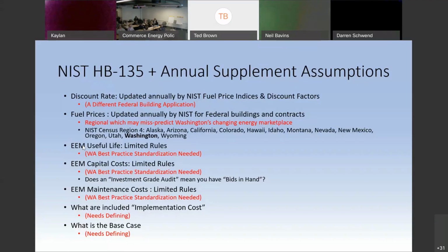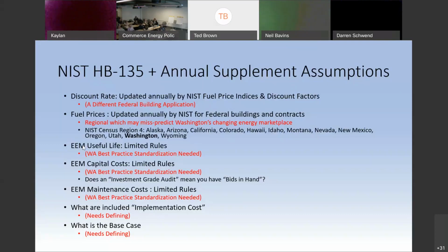When applicant one is applying for cost criteria and applicant two is applying for cost criteria, they need to be using the same fuel escalation rates or it would be causing an equity issue. So standardization is a very important element in this type of life cycle cost analysis.